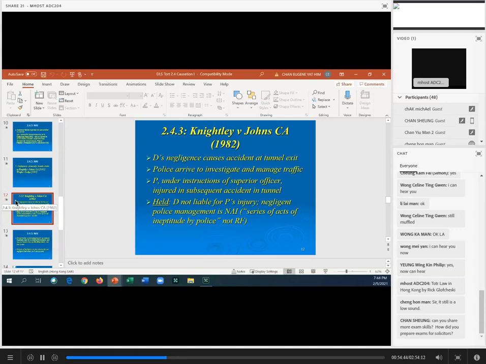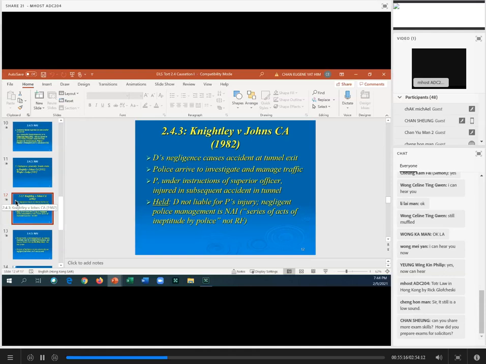So the person who was suing here was the police constable on his motorbike. He was suing his superior officer because the superior officer was acting in such a way which was not in compliance with normal standing orders that the police have in these circumstances. Okay, so the issue was, the original driver whose car broke down in the tunnel, was he liable for the injury to the police constable on the motorbike?